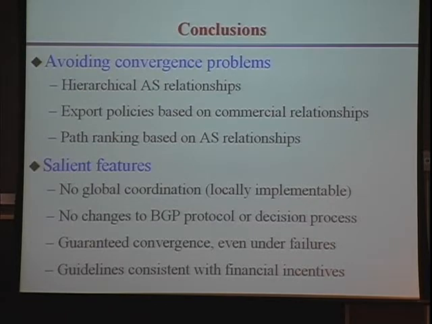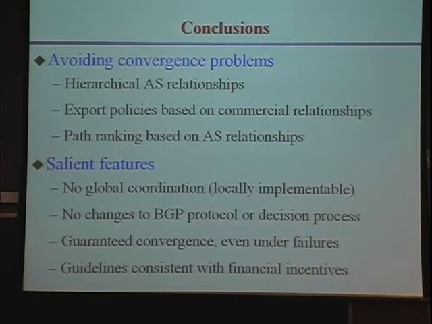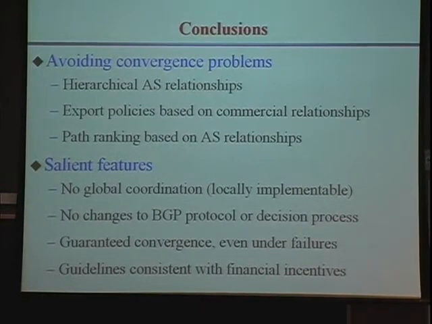So just to conclude, and I just after this have one slide on more recent follow-on work that's taken place. The basic idea here is we want to avoid oscillation in the routing system. Make three assumptions: that the relationship between the different providers and customers is hierarchical, that you export routes based on your business relationship, in other words, customers don't tell other providers about the routes they learned from one provider, and that they pick paths based on those relationships. That you pick revenue-generating paths over neutral paths, or ones that cost you money. And the nice thing about it is this doesn't require any global coordination.